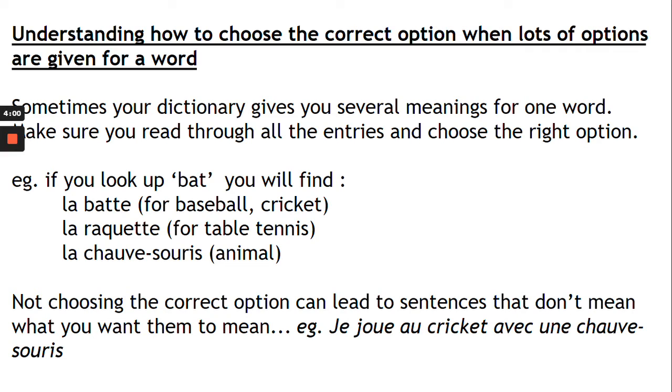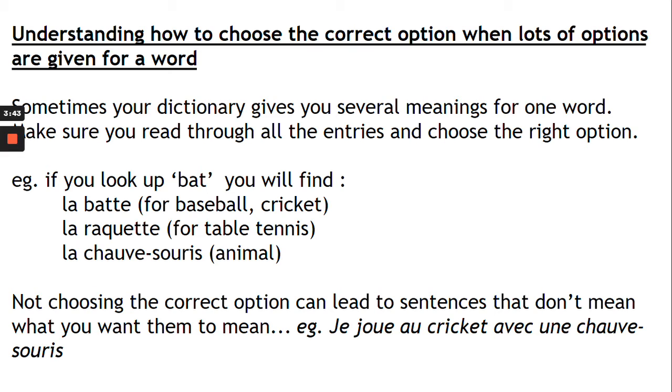But it can also work against you if you're doing a reading text, for example, and you're looking up the meaning of a word. If you write down the wrong meaning, then it shows that you've not understood the text, or it might lead you down the wrong path in terms of understanding the text. So it's important that you put the word into context.